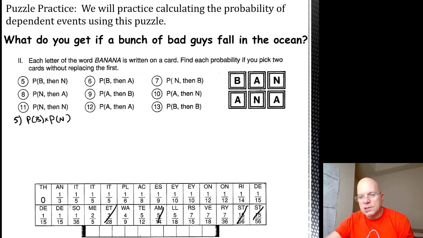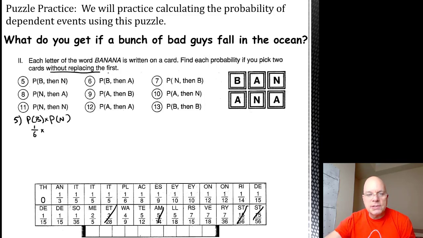I've got the words that spell banana, B-A-N-A-N-A, and I'm flipping them over, mixing them up, and randomly picking a letter. The probability of picking the letter B, since there's only one B and 6 Scrabble tiles, would be 1/6.